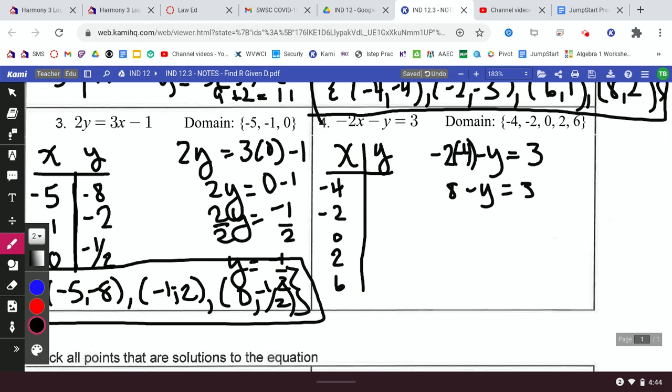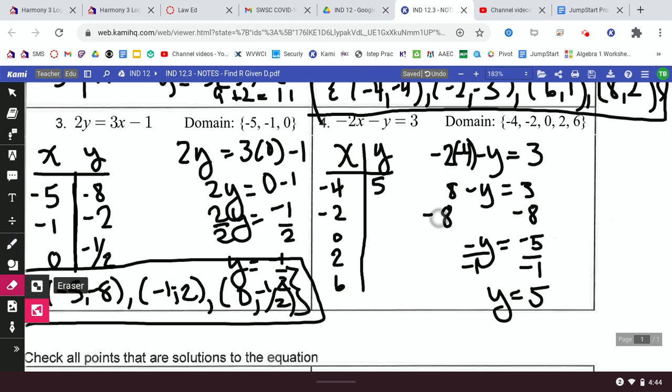So I want to get y by itself, so I'm going to subtract 8 and subtract 8. That gives me -y equals 3 minus 8 is -5. And now I can't have that negative on the y. I need it to be a positive y. So I'm going to divide by -1, which gives me y equals 5. So when x is -4, y equals 5. Okay, I'm going to do the exact same thing again.